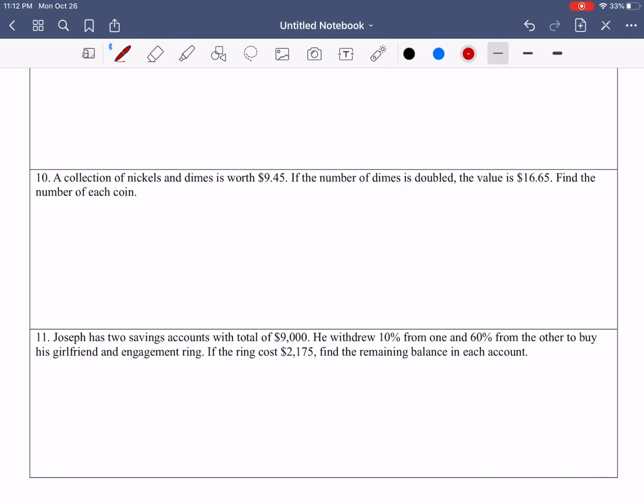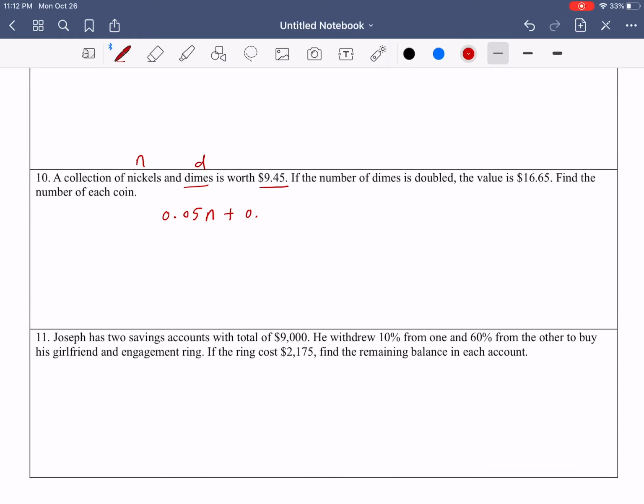Question number 10, okay, let me do this. A collection of nickels, so nickel stands for N and dime stands for D, worth $9.45. If the number of dimes is doubled, the value is $16.65. Find the number of each coin. This is pretty common. Do we know how many nickels and how many dimes we have? We don't know. But a nickel is worth 5 cents, right? In math, we put 0.05 for the 5 cents. A dime is 10 cents.